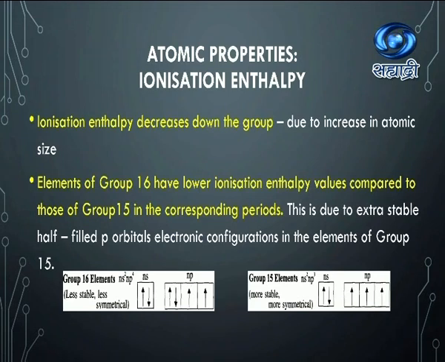Now comparing this configuration with the configuration of group 16, we will find that the last electron starts pairing up with one of the electrons in the np orbital. And so this configuration, that is the configuration of group 16 elements, is less stable and less symmetrical. As a result, elements of group 16 have lower ionization enthalpy values compared to those of group 15 in the corresponding period. This is due to the extra stable half-filled p orbital electronic configurations in the elements of group 15. So this is the point that one has to remember.